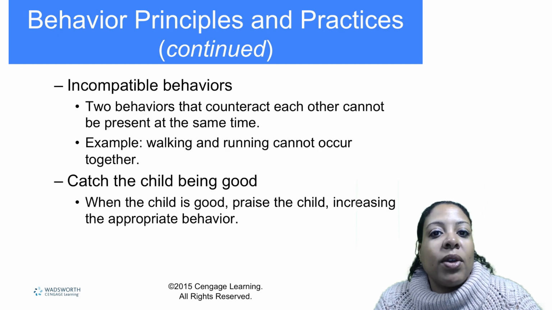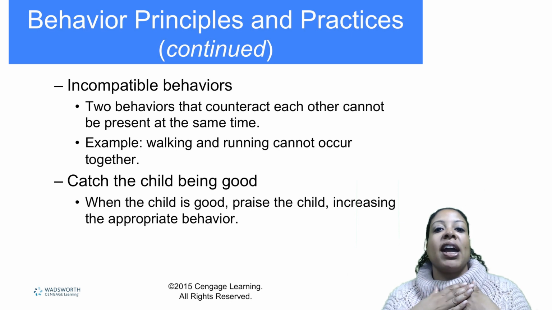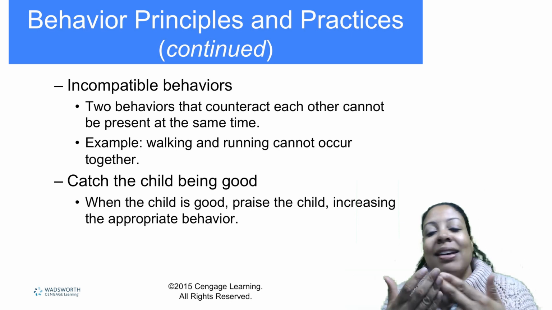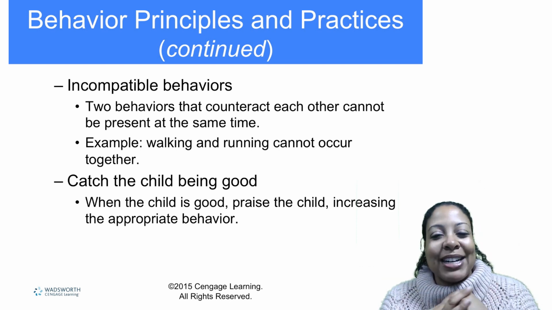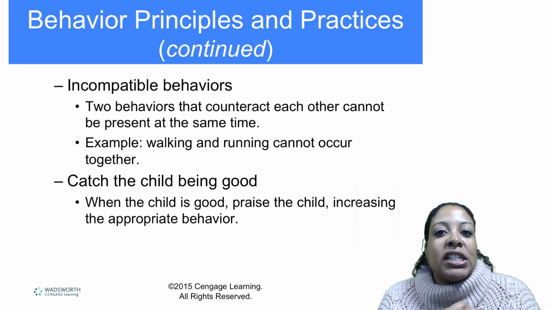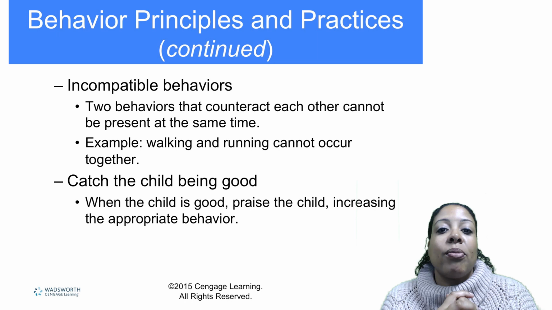We also have something called incompatible behaviors. So two behaviors that counteract each other cannot be present at the same time. So for example, walking and running, as much as we want to try, they cannot occur together. Catching the child being good is another important thing. When the child is good, praise the child, increasing the appropriate behavior.